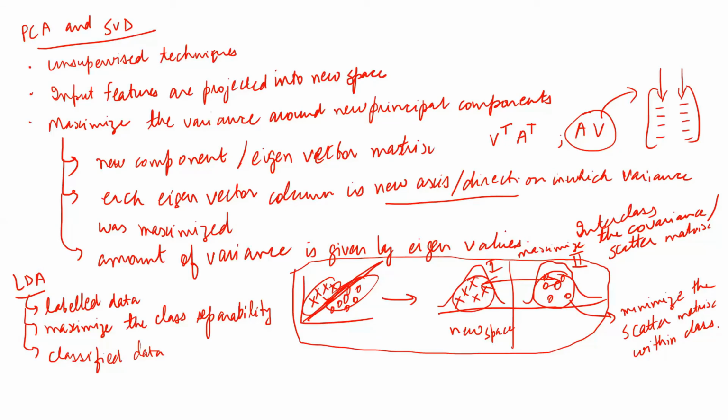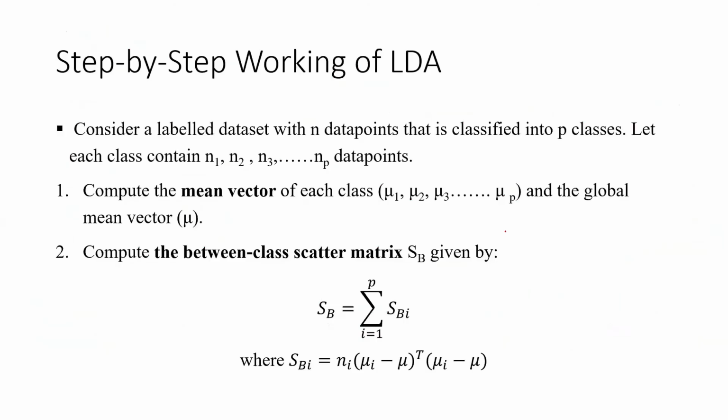And let's see now the stepwise working. All the steps have been demonstrated here, and we will be discussing one numerical also for LDA. Let's say that you have a data set with n data points that is classified into p classes, right? So there are p classes. So mu1, mu2, mu3, these have to be calculated. It means that you have to find a mean vector where each class mean will be calculated. So for class 1 the mean will be mu1, for class 2 the mean will be mu2, and similarly for class p the mean will be mu p.